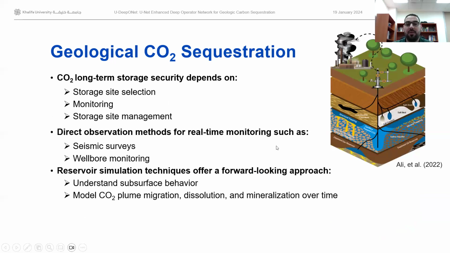This is mainly a problem that we refer to as the storage security problem. So we want to make sure that the CO2 that we store underground stays there for thousands of years and hopefully forever. We don't want it to escape back into the atmosphere. It obviously defeats the purpose. So the problem of storage security depends mainly on the storage site selection. We need to select a suitable storage site and a good reservoir to store it in. We need to monitor the storage, and we need to manage the site where we store the CO2.